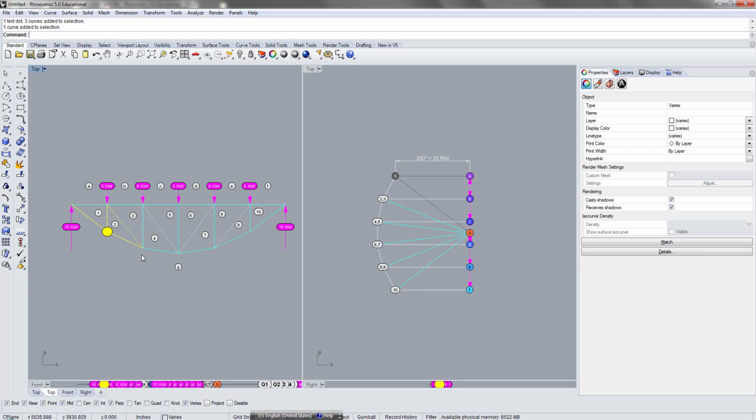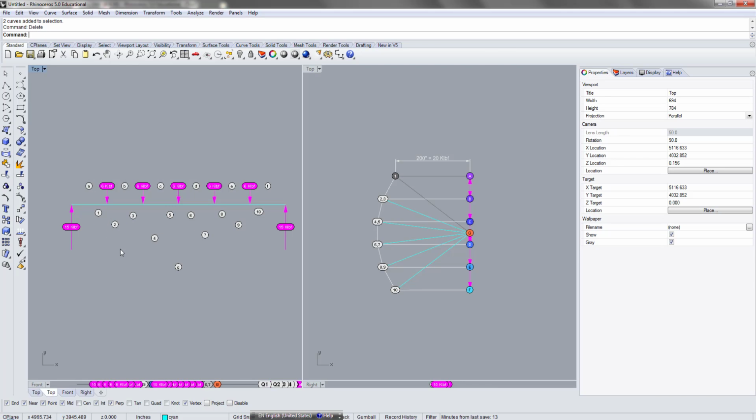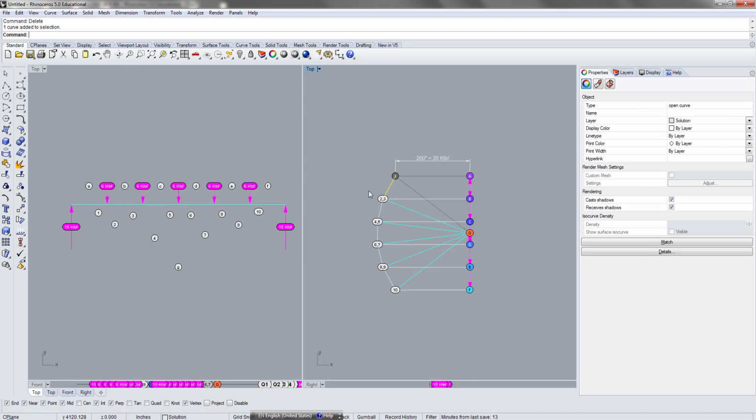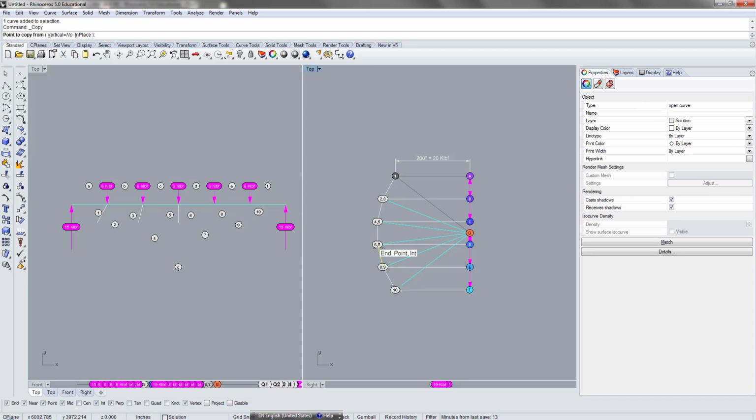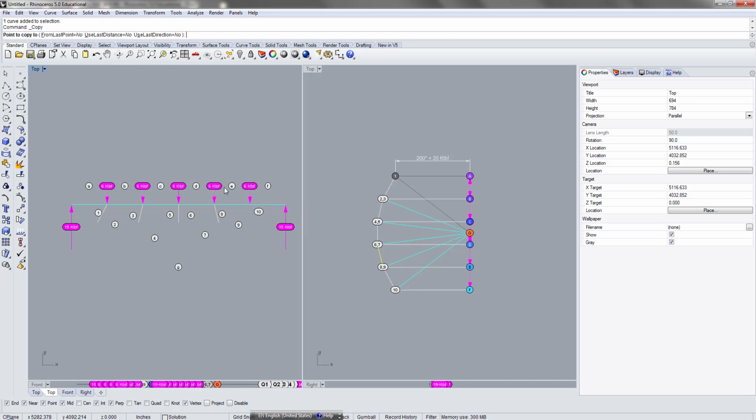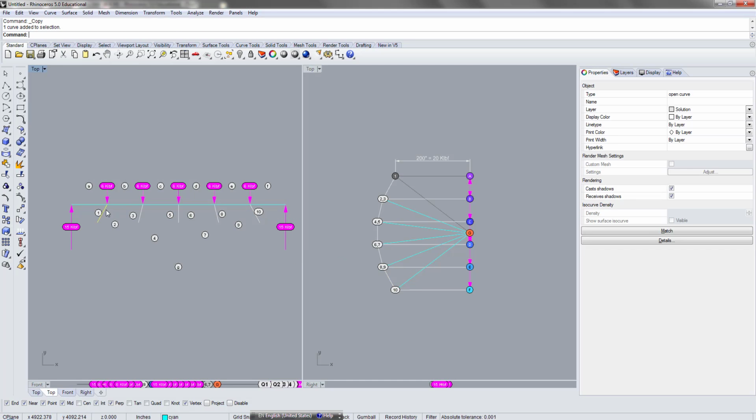And let's modify the truss geometry from here. So first of all, 1, 2 is going to be here. The next one, 3, 4 is here. 5, 6 replaces that. 7, 8 replaces this, and then 9, 10 replaces this.